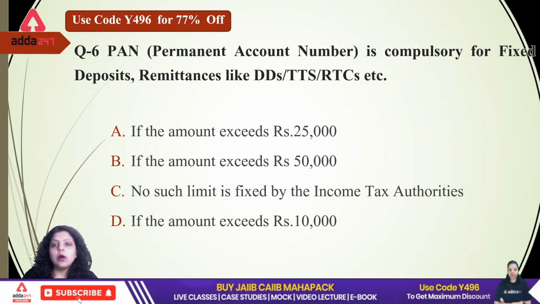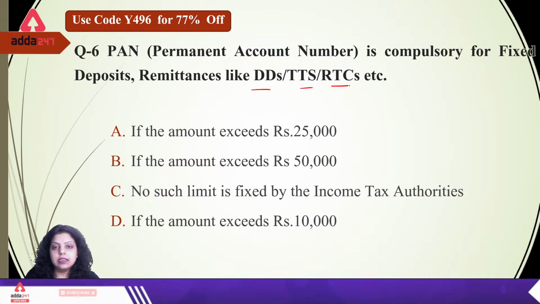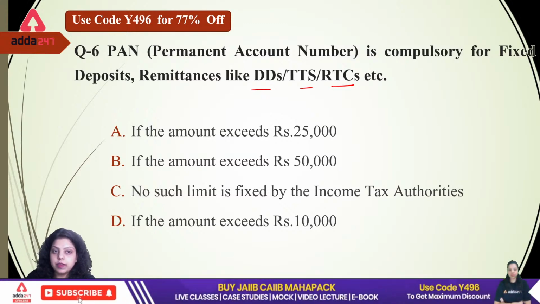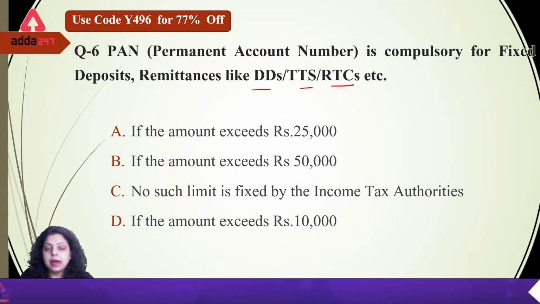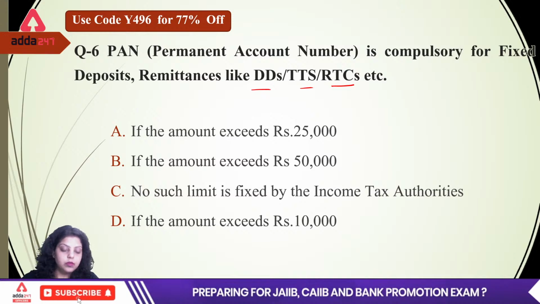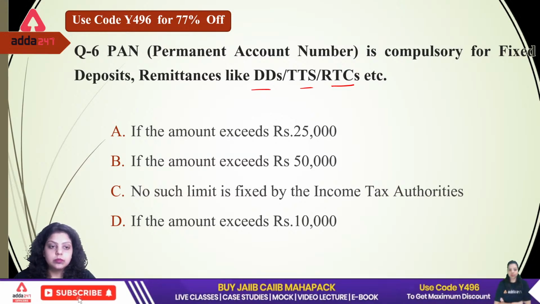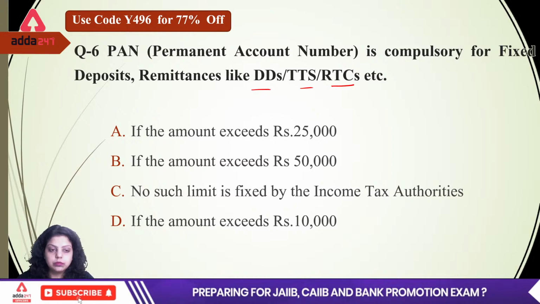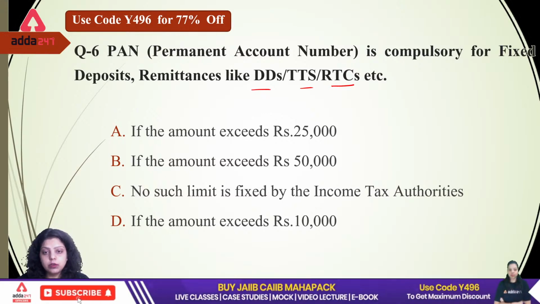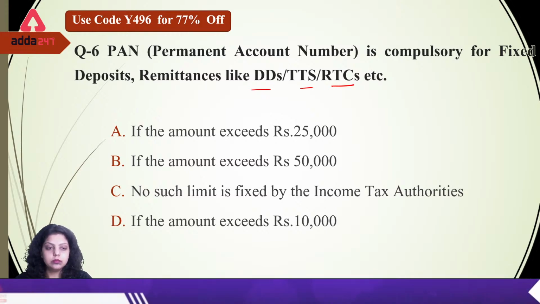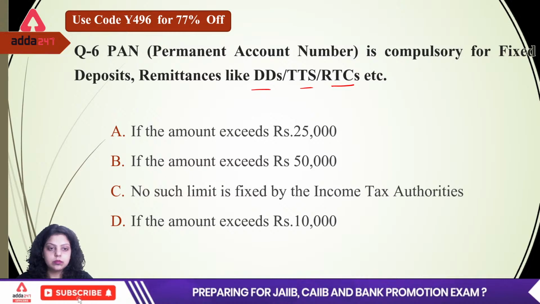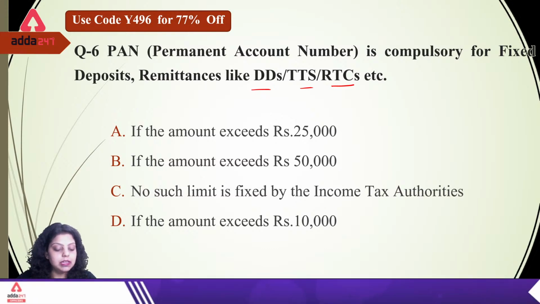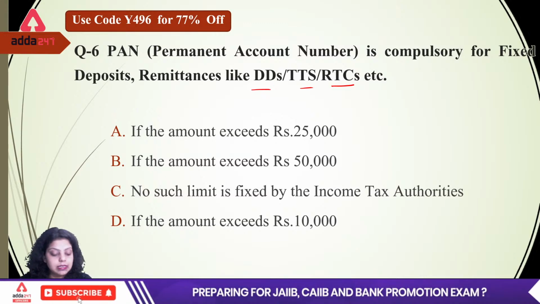Next. Permanent account number is compulsory for fixed deposit remittance like DDs, TTs, RTCs, etc. So what is the limit for permanent account number for fixed deposit remittances like demand draft, TTs and RTCs? Which of the following will be true? A, B, C or D? It's a very common question. So simply, permanent account number, that is PAN number, for fixed deposit remittances like DDs you are doing, TTs you are doing, RTCs you are doing, okay.